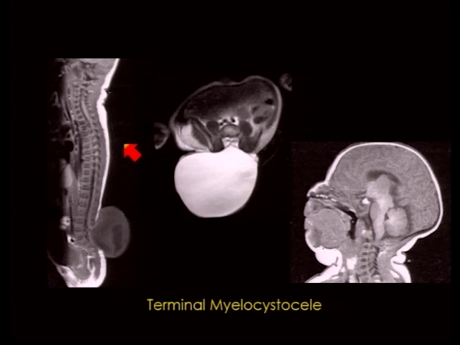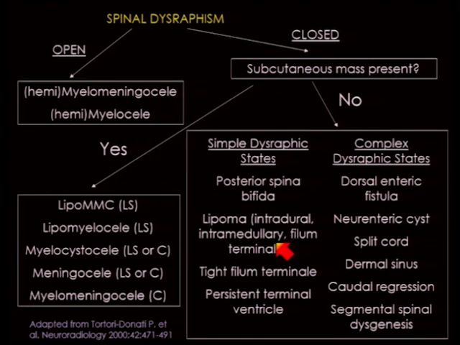And here's the postnatal correlation in the same child. Again, we see the splitting, if you will, of the distal spinal cord around that markedly dilated terminal ventricle, sticking out through the posterior osseous defect, and now you can see some of the reduction in the posterior fossa subarachnoid spaces in the terminal myelocystocele. So that's really it for a closed spinal dysraphism with a subcutaneous mass. Everything else is going to be a closed spinal dysraphism without a subcutaneous mass.